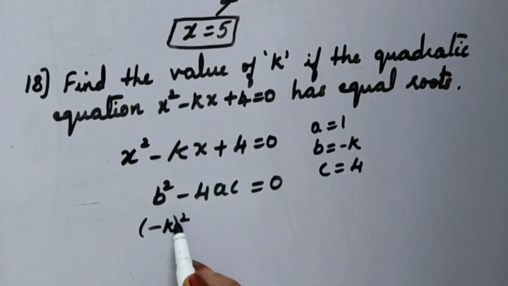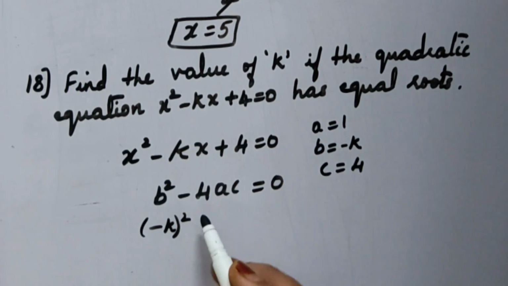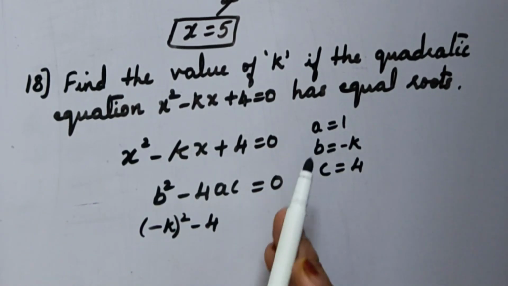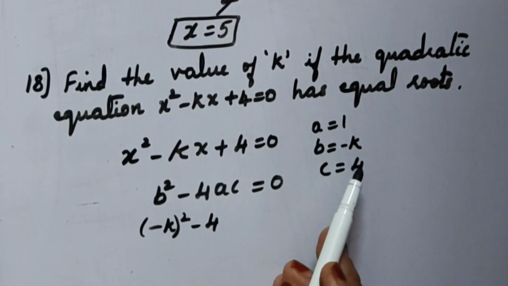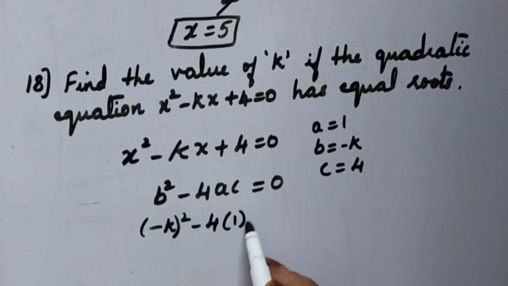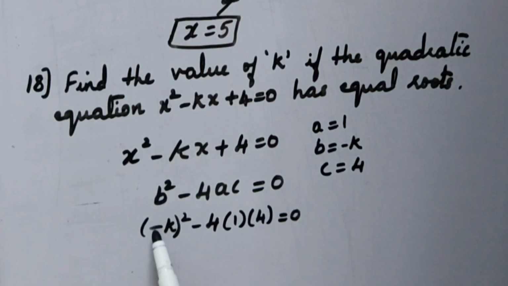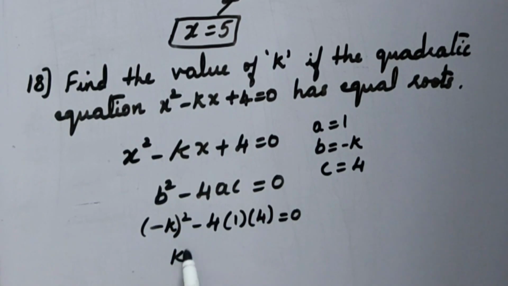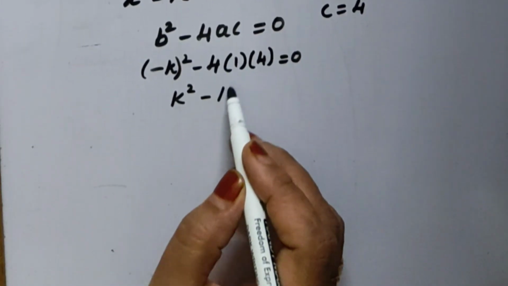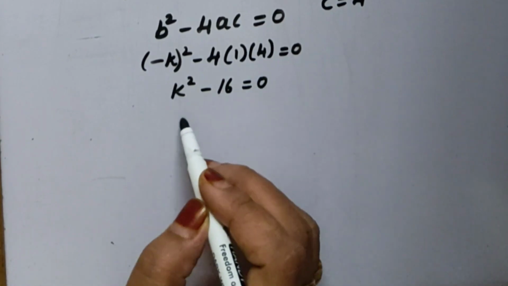Please put brackets so that the square is applicable for both the minus as well as for k. Minus 4ac, where the a value is 1 and the c value is 4. So ac equals 0. Minus squared, minus into minus, when we multiply we get plus, and this is k square minus 4 ones are 4, 4 fours are 16 equals to 0.